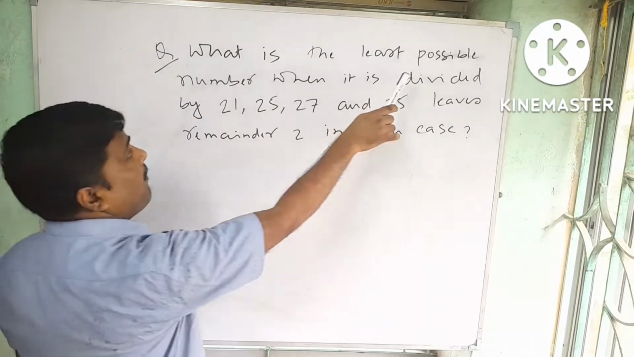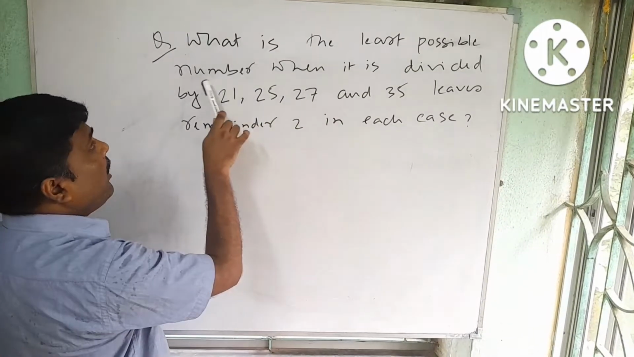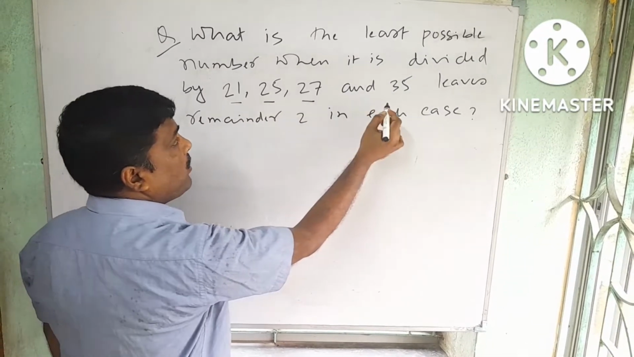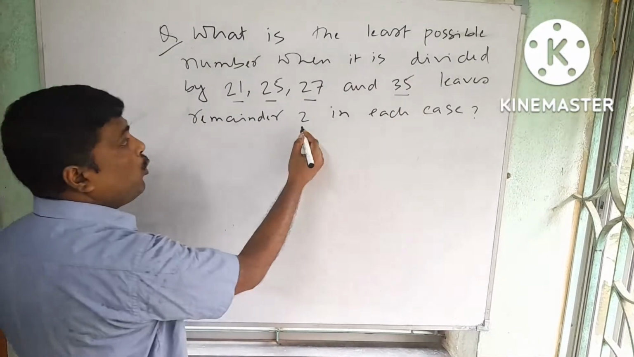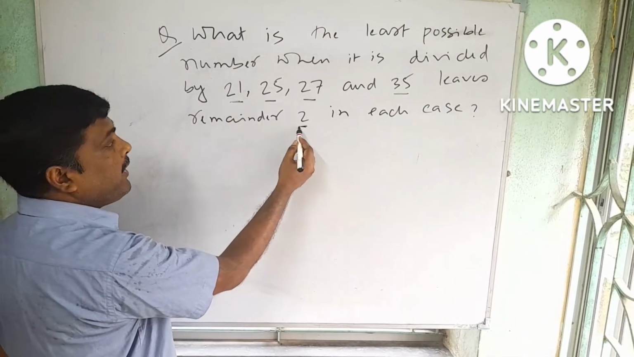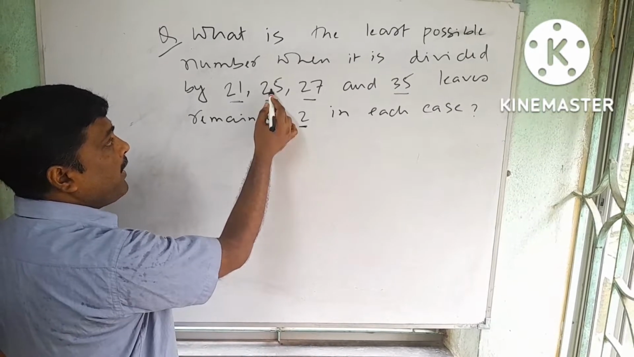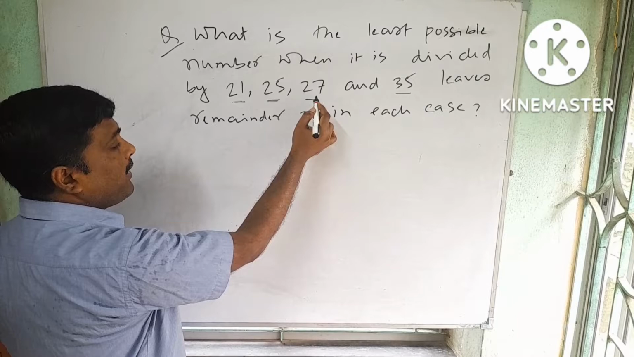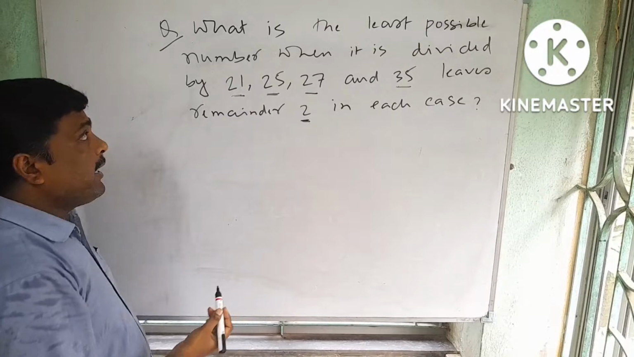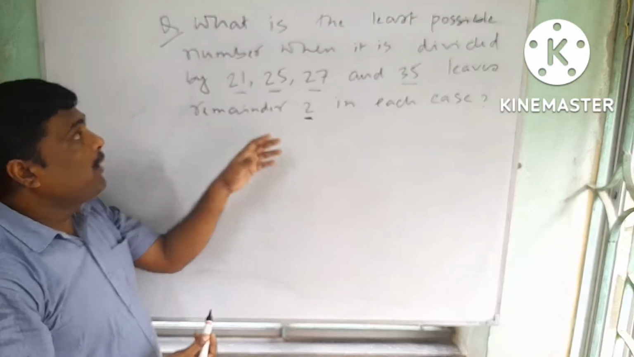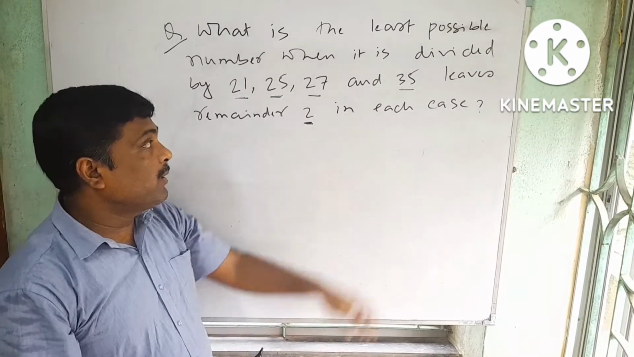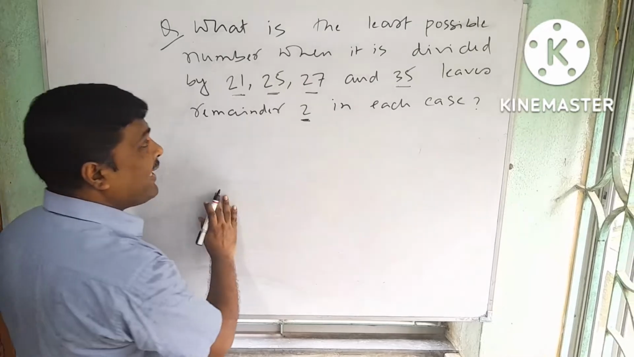What is the least possible number when it is divided by 21, 30, 25, 27, 35 leaves remainder 2 in each case? So we are dividing that number by 25, remainder is 2, dividing it by 27, remainder is 2, dividing that number by 35, remainder is 2. So the question is, what is the least possible number when it is divided by 21, 25, 27, 35 leaves remainder 2 in each case.